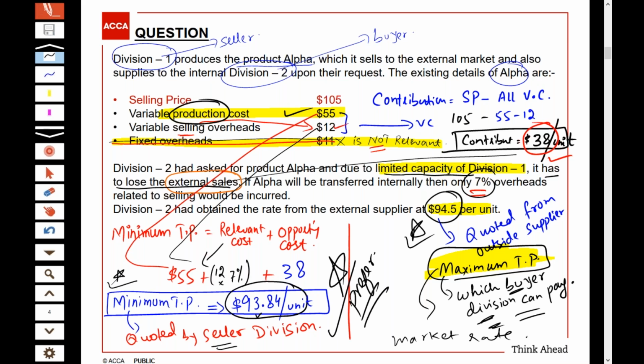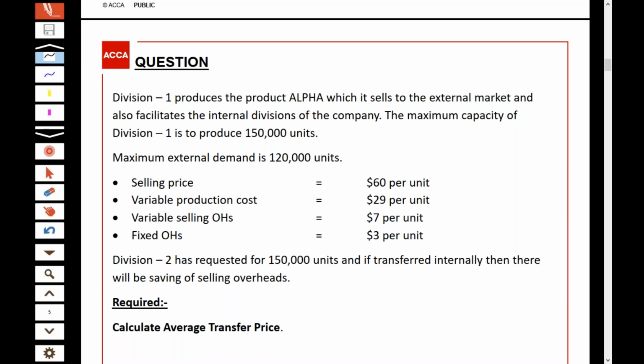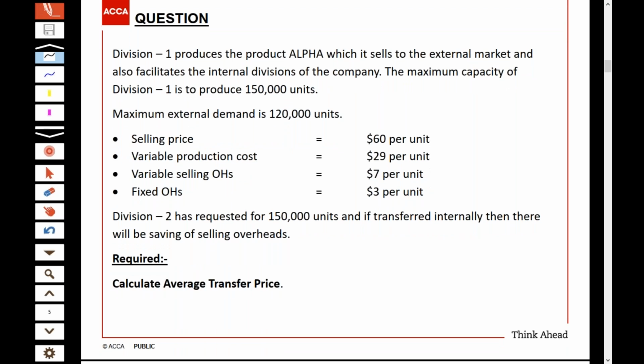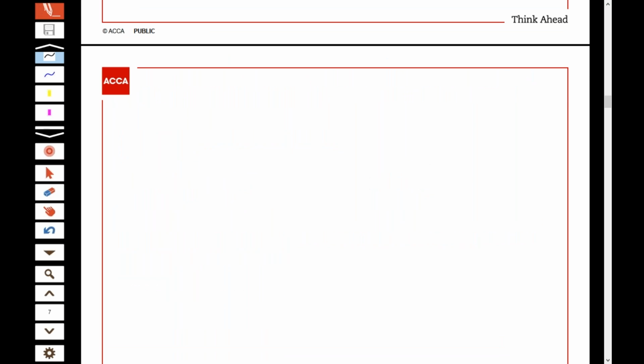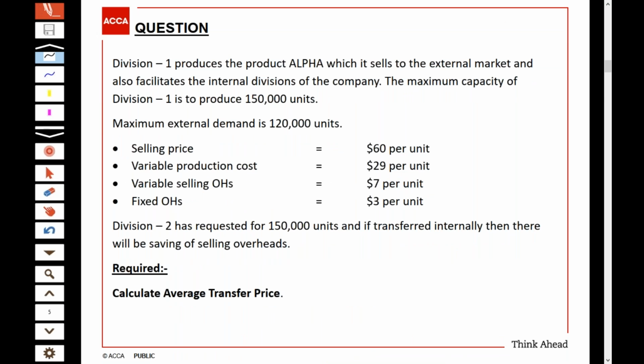Okay. Now, students, I am proceeding with the next thing. There's a next question I will be solving in this sheet as well. You need to first go through this question. This is a very important question. Just read this question. Hurry up.